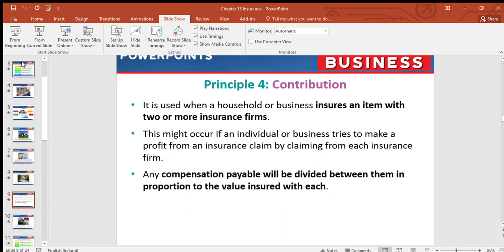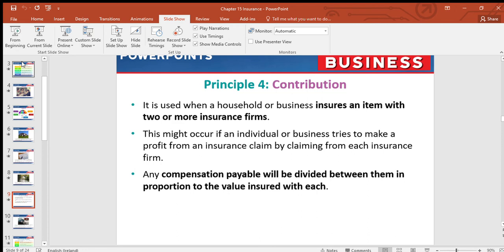And this is what we call contribution. So the insurance companies work together. And when they find out that I've insured my business with more than one insurance company, they divide up the compensation. If it was actually an accident, they'll divide up the compensation between them. In other words, if I have €10,000 worth of damage to my car and I have insured it with 3 different car insurance companies, I'll only get my 10,000. The 3 companies will divide it between them depending on how much I paid for each insurance.